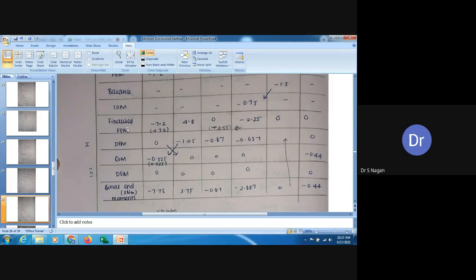From the finalized FEM only, we need to add the values. So add the values from the finalized FEM. You'll be getting minus 1.73 here, 3.75 minus 3.73 here, and 0 minus 0.87 here, and here minus 2.87.